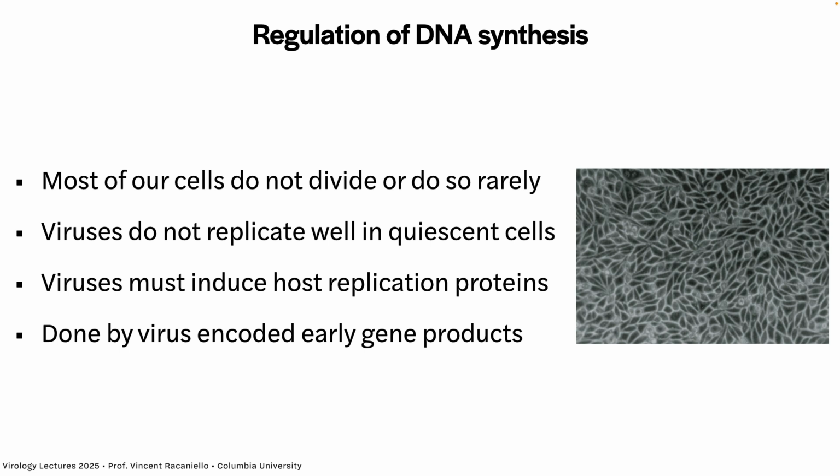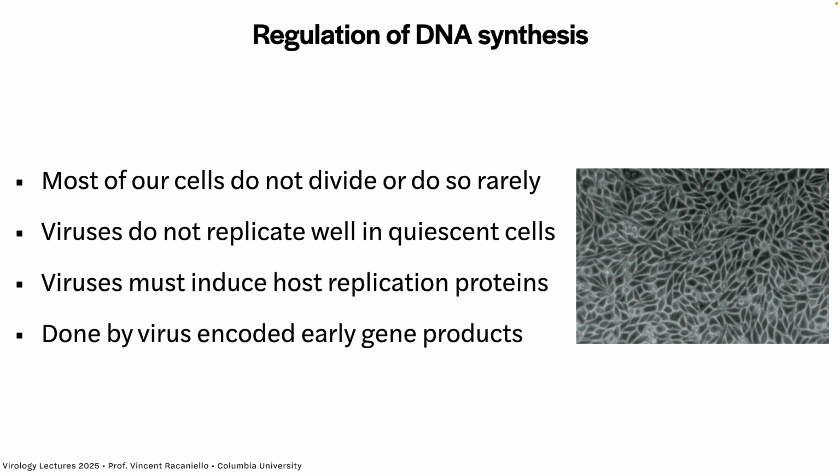You turn on the DNA replication machinery, which is quiescent in most of our cells. You turn on DNA replication, and that will drive the cells eventually to divide, because you'll have 2 times the number of DNA molecules that you need. The cell knows that and will split and give one cell one complement and one the other. So viruses induce DNA replication, and that's done by early or immediate early gene products.